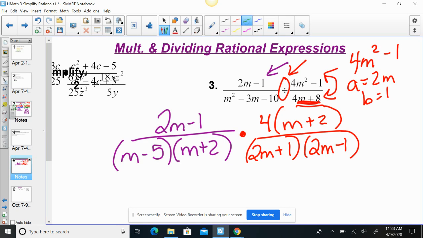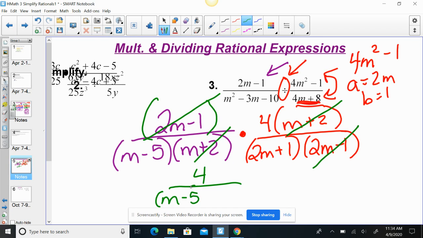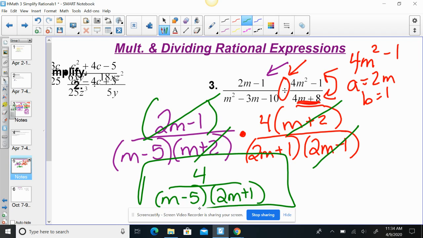And now I'm just going to go ahead and look for common factors, any top with any bottom. So 2m minus 1 is glued together, and that matches this 2m minus 1. I don't see anything that the 4 can be reduced to. Since this 2m is glued to that 1, I cannot do anything with those 4 and that 2. But I can do m plus 2 and m plus 2. So now I'm just going to write what's left. So I have 4 alone in my numerator, and then m minus 5 over 2m plus 1. And again, you can leave it in factored form.